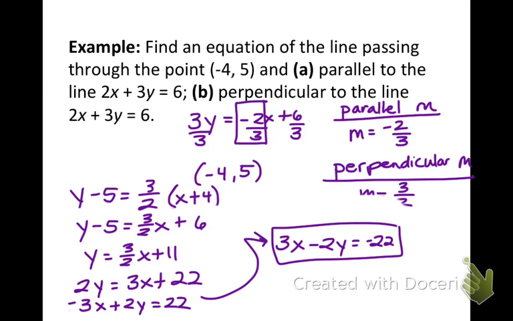Questions? Like I said, the directions in the book are a little bit confusing. Unless it specifically just says write in slope-intercept form, then you can just stop right here. But the ones that have multiple parts, where it says write it in standard form, then write it in slope-intercept form, just go through all three phases, and then you'll have everything covered.